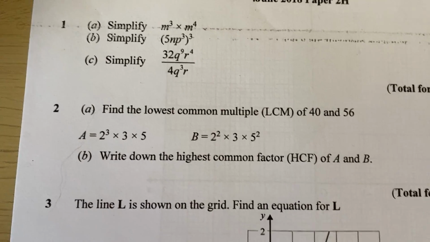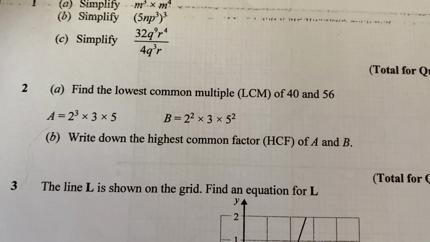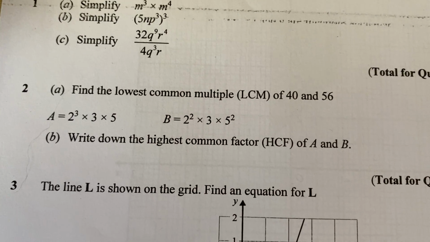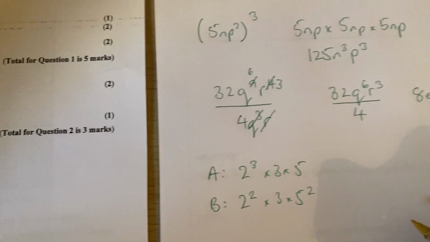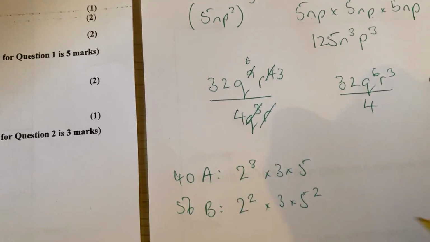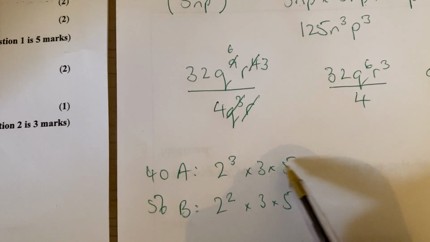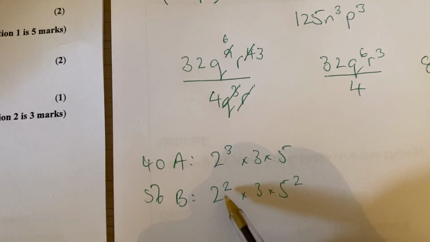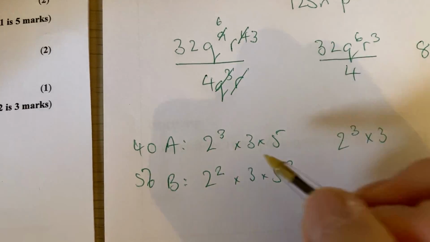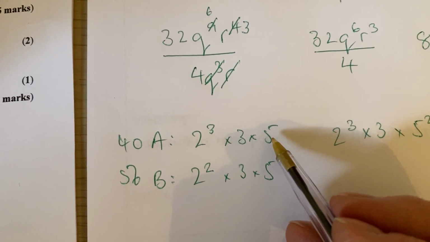Now question 2, it says find the lowest common multiple when you've got these values here. 2 to the 3 times 3 times 5 is a, and b is 2 to the 2 times 3 times 5 squared. They're saying that this number is 40 and that this number is 56. So the lowest common multiple is a number that 40 and 56 will go into. It's got to have all these numbers in, but the lowest set. So here I've got a 2 to the power of 3, because that means it's got a 2 to the power of 2 in it. I need a 3, because they both have a 3 in. And I need a 5 to the power of 2, because that means that's satisfied.